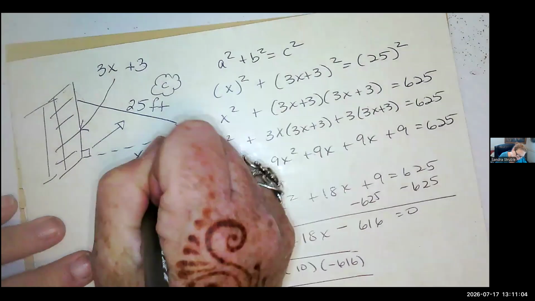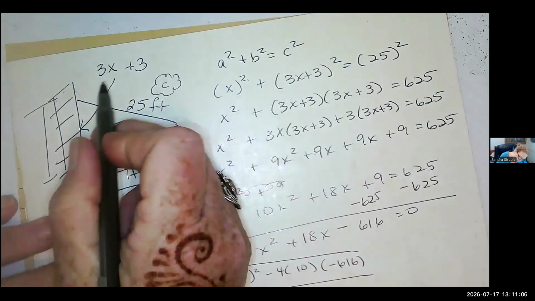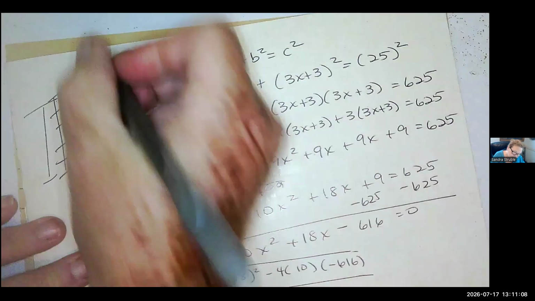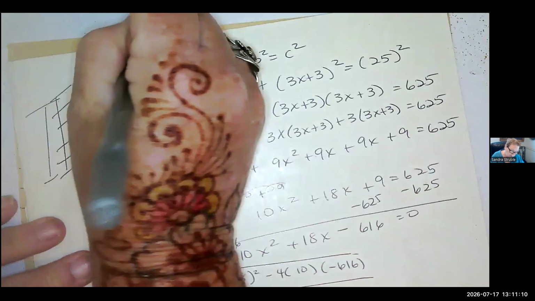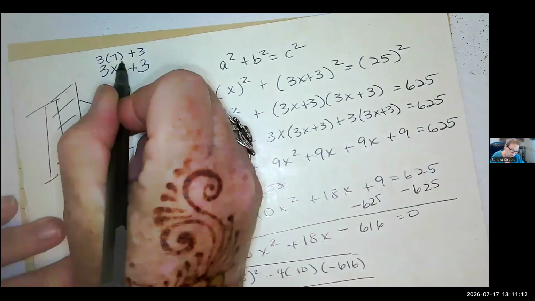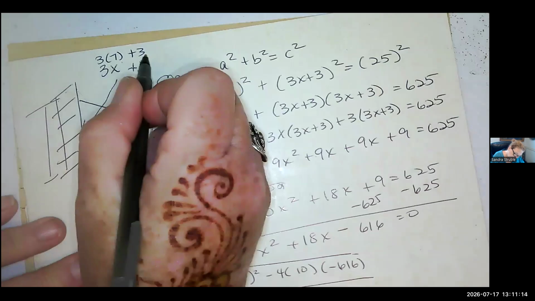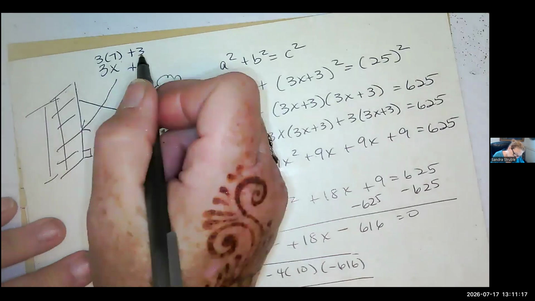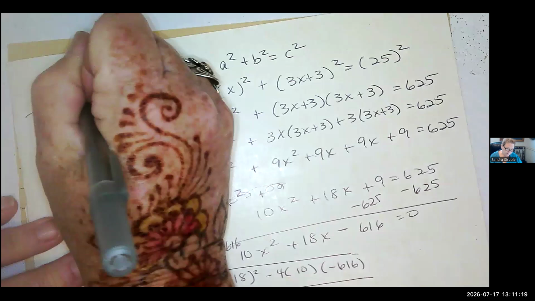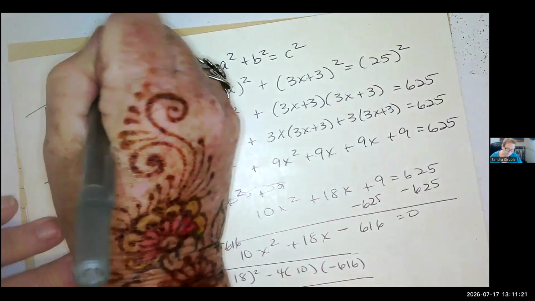And then this leg is 3 times 7 plus 3. 3 times 7 is 21 plus 3 is 24. Yep, 24 feet. Those are my two answers. It's not negative 8.8, it's just 24.